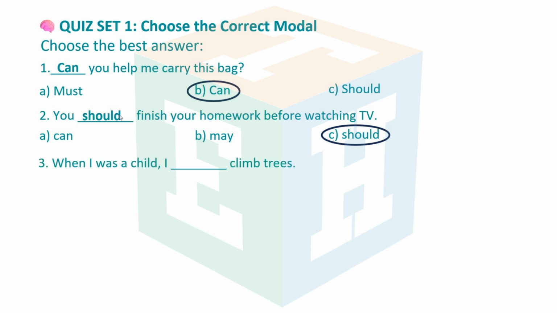Number 3. When I was a child, I blank climbed trees. A. Could. B. Can. C. Must. Answer is letter A. When I was a child, I could climb trees.